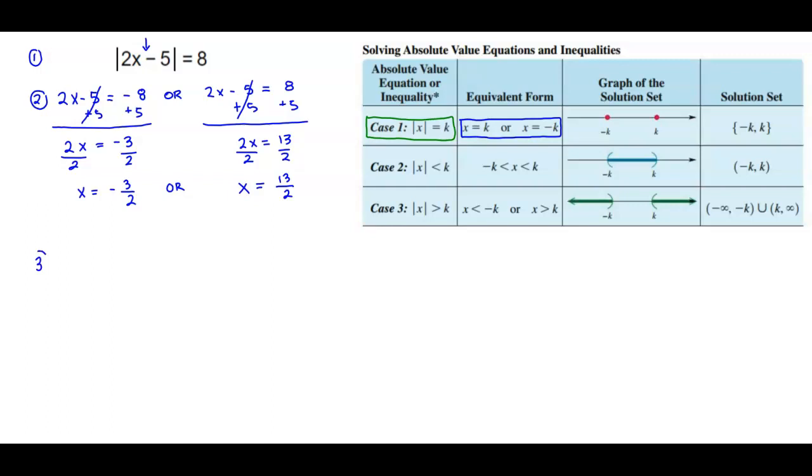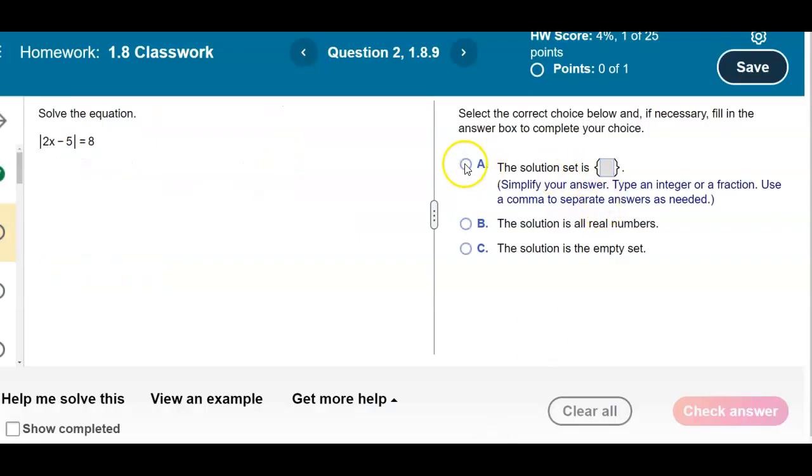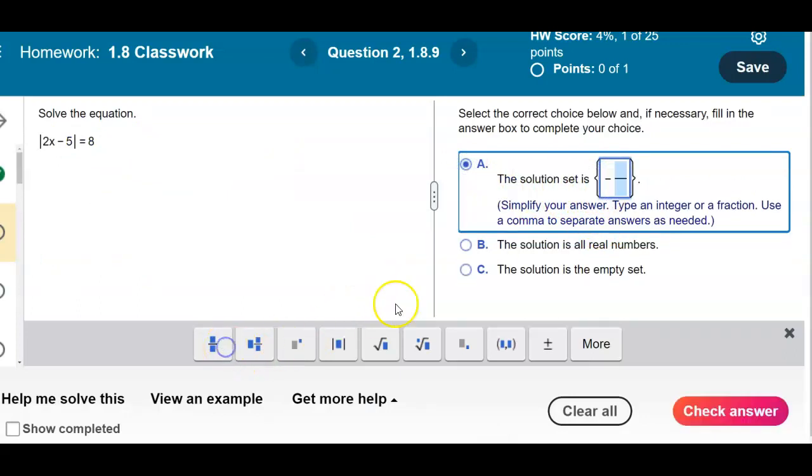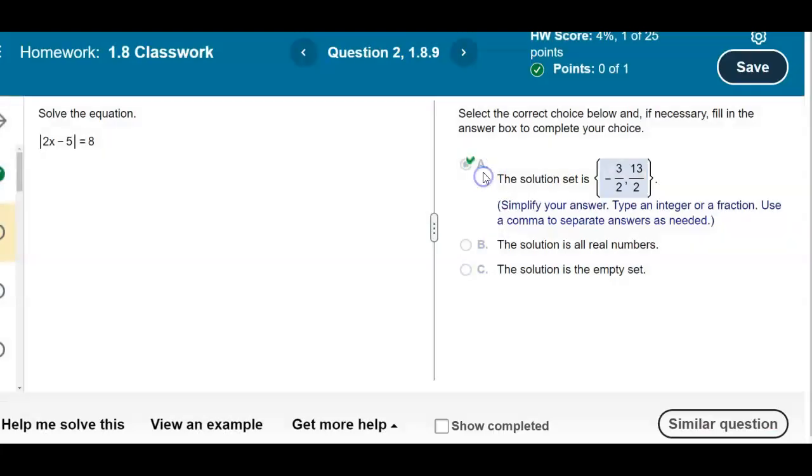So here is the solution set. We have the solution set, which is negative 3 over 2, comma 13 over 2. Let's go ahead and put that answer in and check. So here we have the solution set, negative 3 over 2, comma 13 over 2. Check our answer, and there is our result.